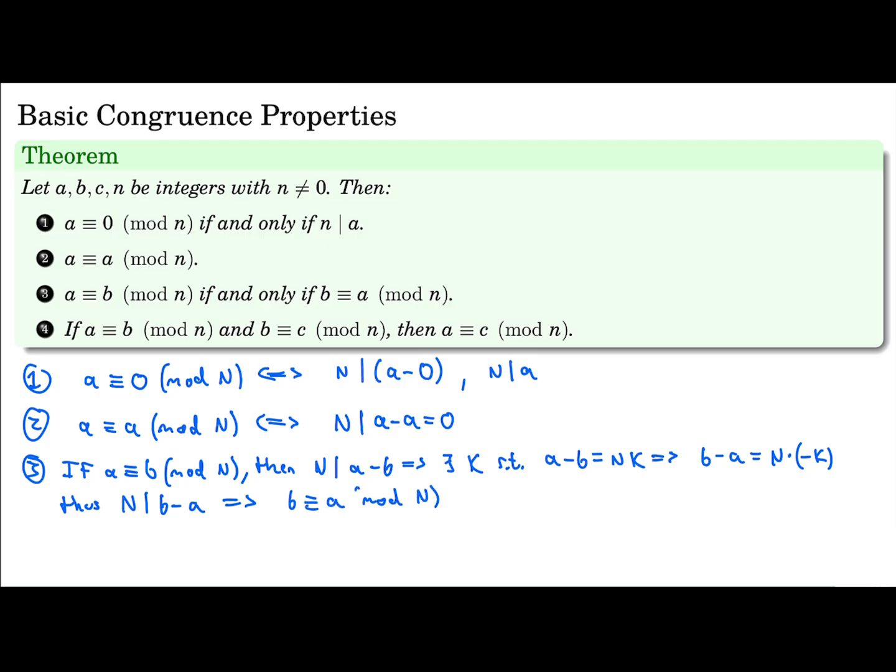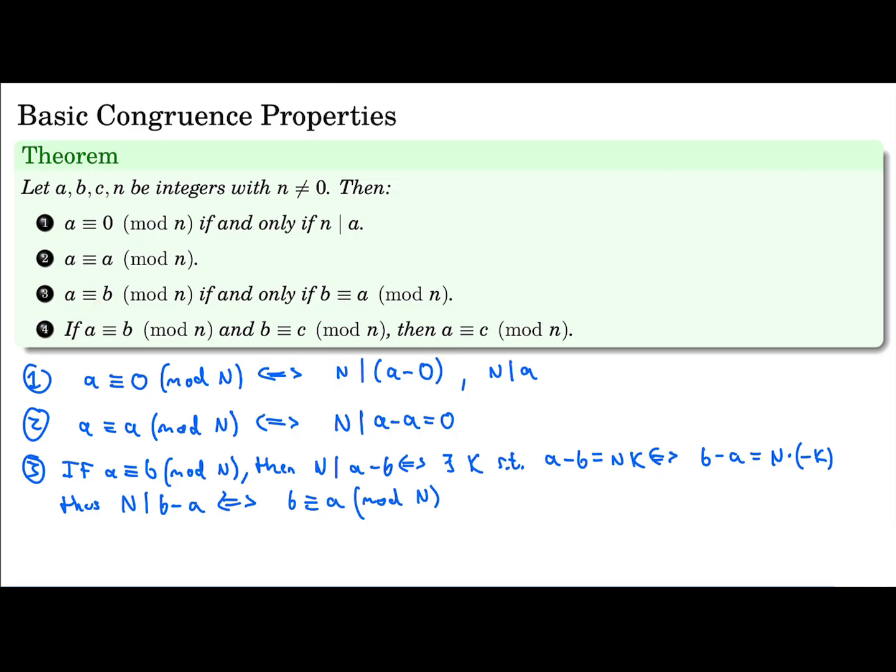And actually all of these implications are two ways. You can go in both directions here. So this is just showing that these properties make congruence act like an equal sign, right? Everything is equal to itself somehow, and if A is equal to B, then B is equal to A. But again, it's not actual equality, it's equality in terms of remainders.